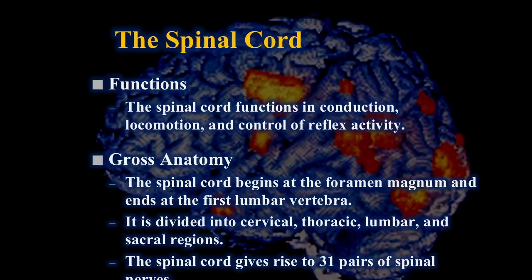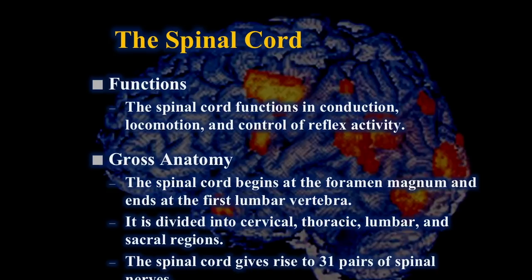It's the sensory information getting sent to your spinal cord, and your spinal cord is getting information out to your quadriceps to contract. Okay, the spinal cord begins at your foramen magnum, up at the base of your skull, and ends at your first lumbar vertebrae. So it doesn't go all the way down your vertebral column. It's divided into cervical, thoracic, lumbar, and sacral regions, just like your vertebrae.